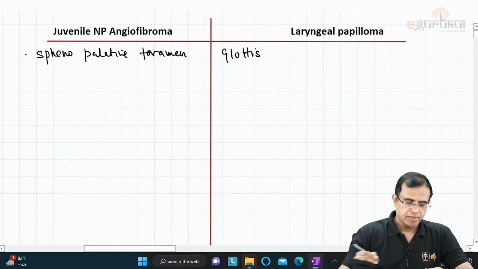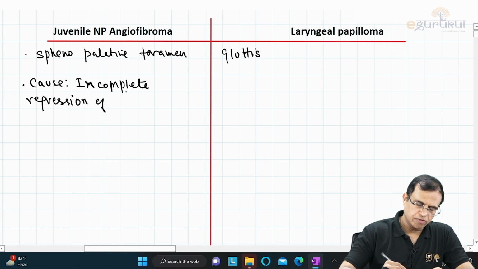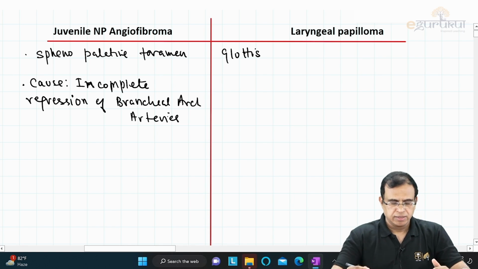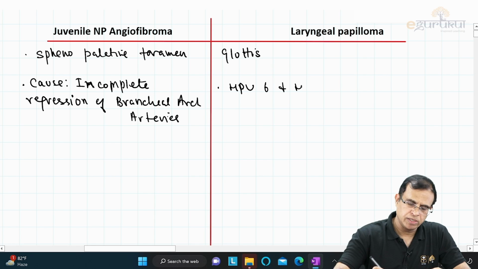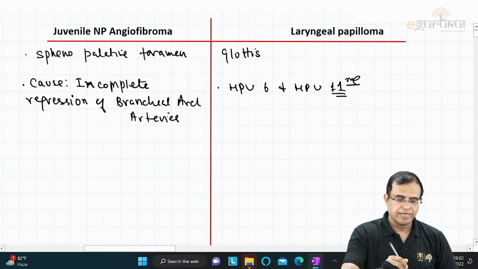Right. Now, cause. One of the most common causes of angiofibroma is incomplete regression of the branchial arch arteries. That means the arteries of the branchial arch are supposed to regress, but they do not regress. But laryngeal papilloma is caused by human papilloma virus 6 and human papilloma virus 11. Now, this is a very important MCQ, the cause of laryngeal papilloma.